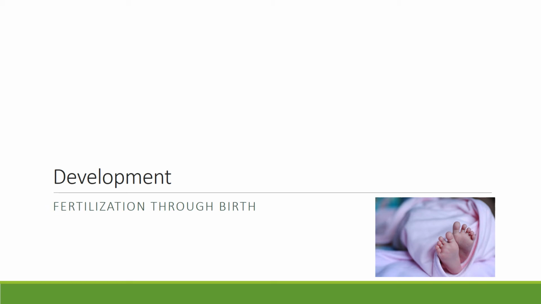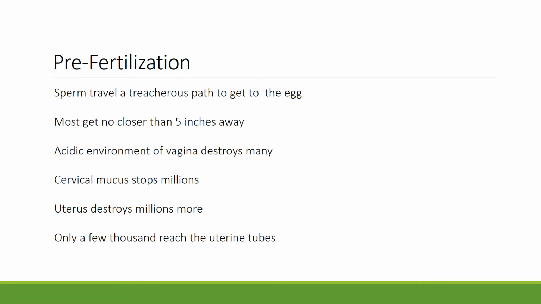This lecture covers development from fertilization through birth. Prefertilization is the first stage of sexual reproduction, and there are a number of prefertilization events.